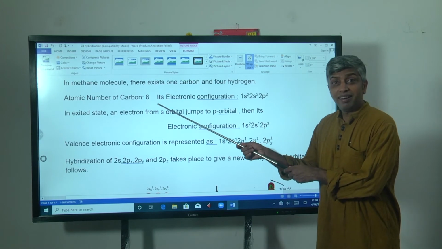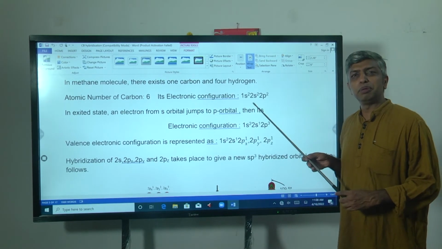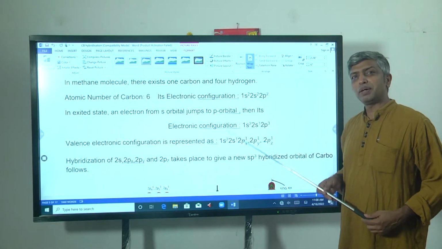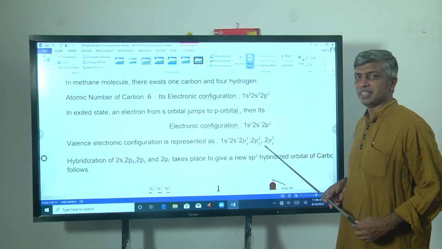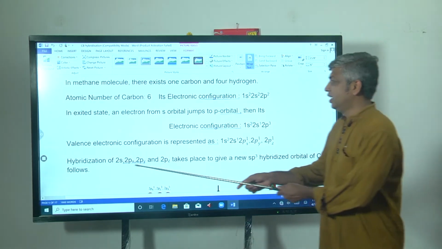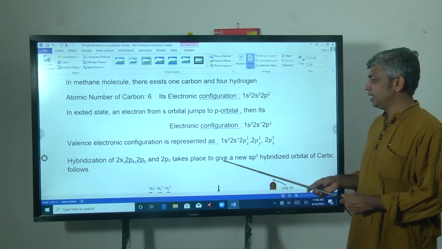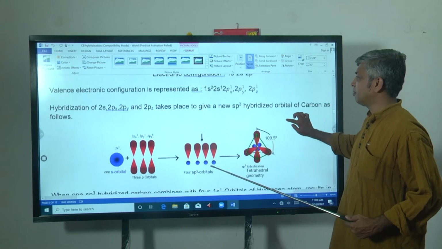Carbon has atomic number 6, so its electronic configuration is 1s2, 2s2, 2p2. Then in the excited state it is 1s2, 2s1, 2px1, 2py1 and 2pz1. Up to here it is the valence configuration. Hybridization of 2s, 2px, 2py, 2pz takes place to give new sp3 hybridized orbitals of carbon as follows.